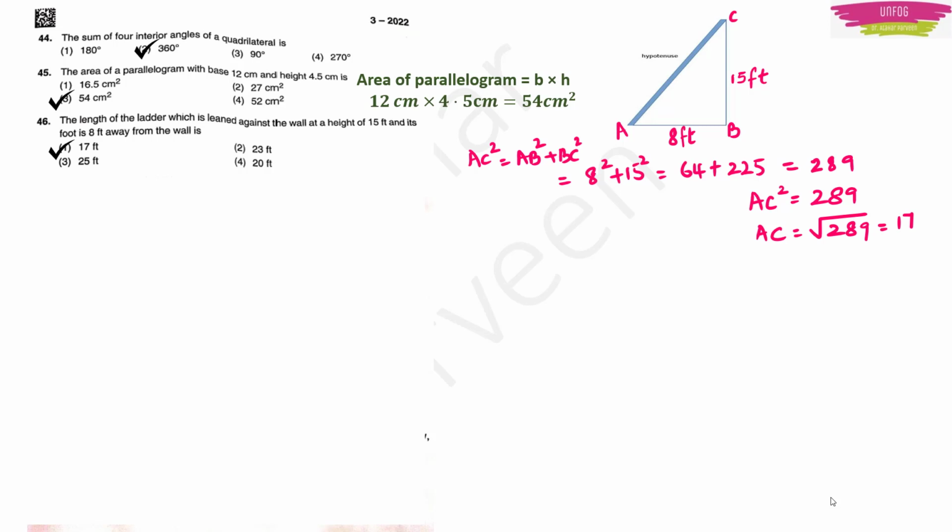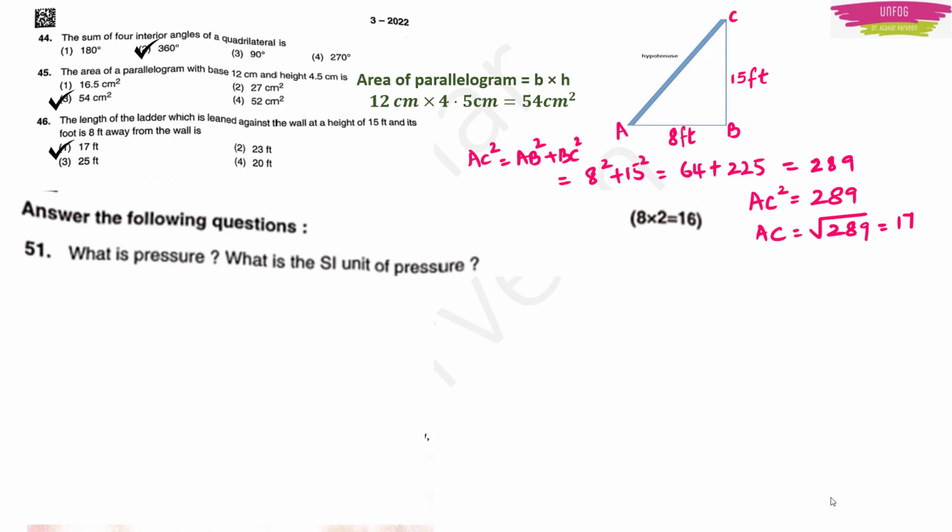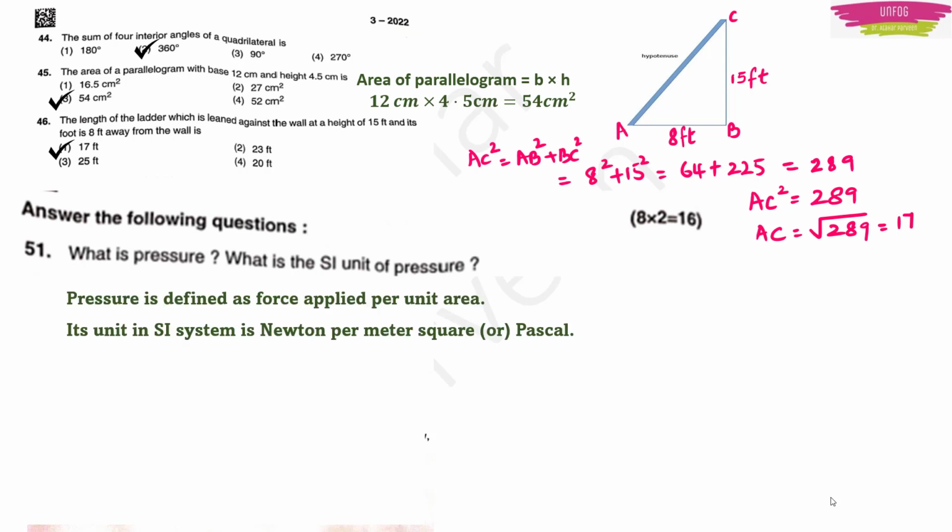Now these were your 1 mark questions. Now let's talk about 2 mark questions. So I will directly go to question number 51. What is pressure? What is the SI unit of pressure? Of course, we have talked about all this in our physics classes, right? So pressure is defined as force applied per unit area, or pressure is equal to force upon area. With that you can say that its unit is Newton per meter square, and there is one word given for this Newton per meter square, that is known as Pascal. So in the SI system, the unit of pressure is Pascal. So 2 points, 2 marks. If you have written so much, then your 2 marks are secured for this question.